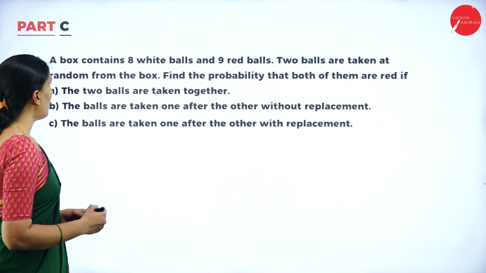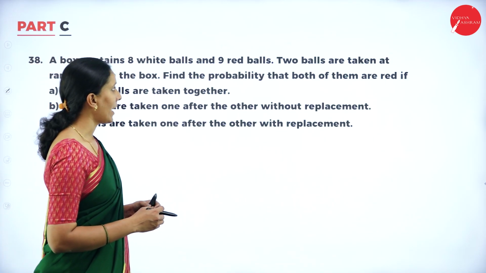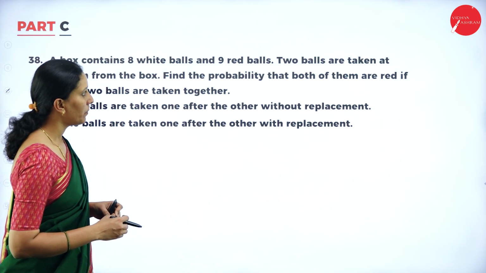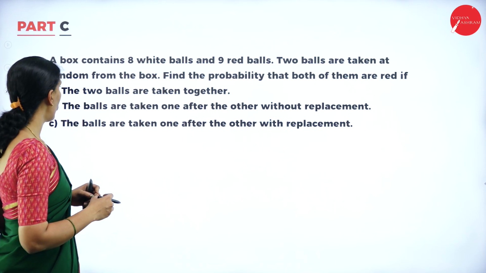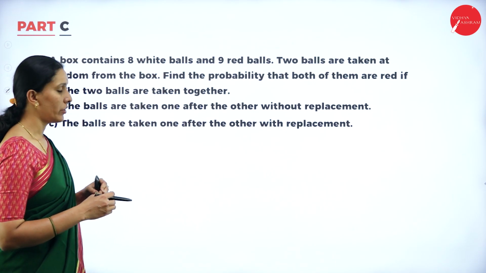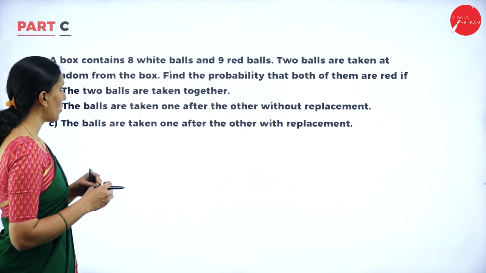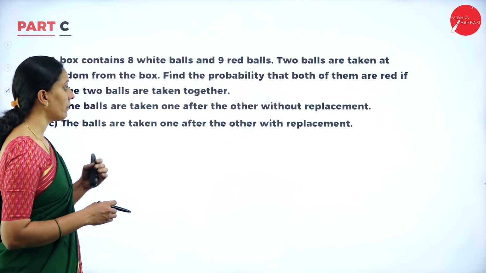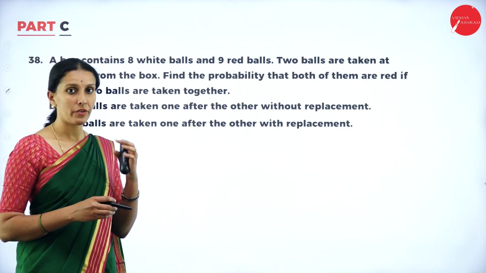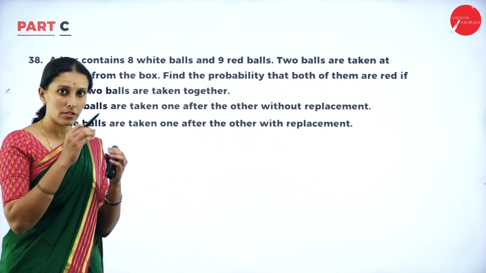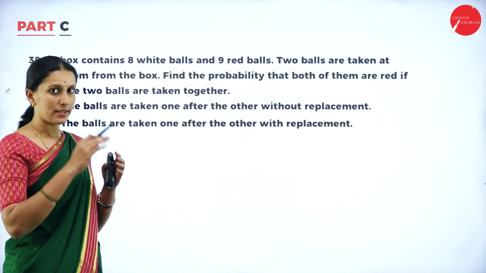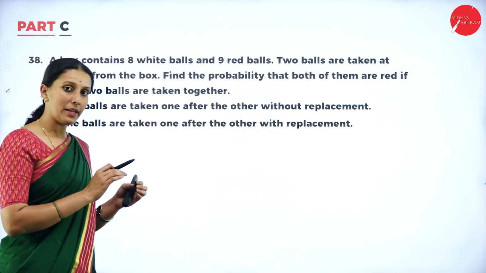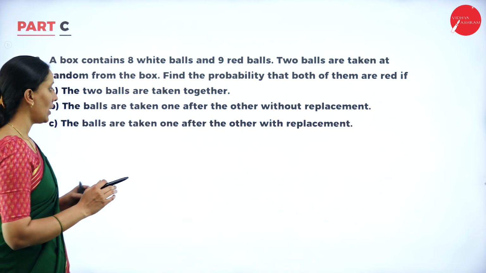Next we have a box containing 8 white balls and 9 red balls. 2 balls are taken at random from the box. Find the probability that both of them are red if the 2 balls are taken together, if 2 balls are taken one after the other without replacement, and if the balls are taken one after the other with replacement. So we have 3 conditions. The condition is 2 balls can be taken at the same time, or 1 ball after the other without replacement and with replacement. So let's see the condition.